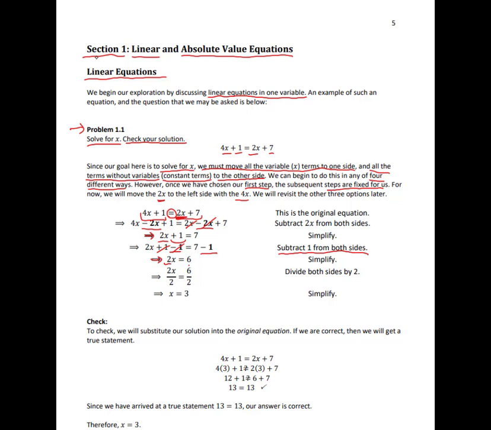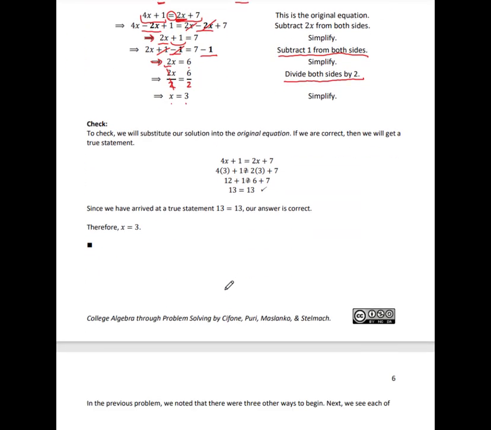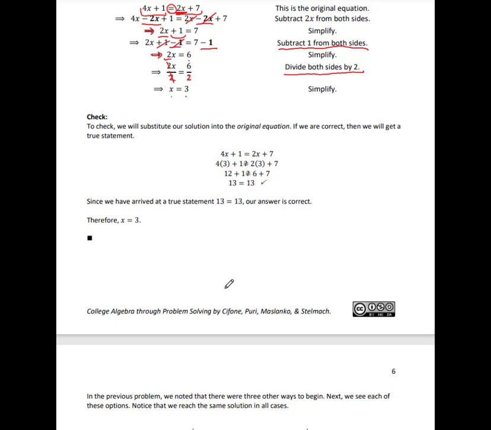The next step is to get rid of the 2 in front of x, so we need to divide both sides by 2. Dividing both sides by 2 will make the 2s cancel on the left, so we're left with x only, and the right-hand side becomes 6 divided by 2, which is 3. So we ended up getting x equals 3. The next step is to check our solution.